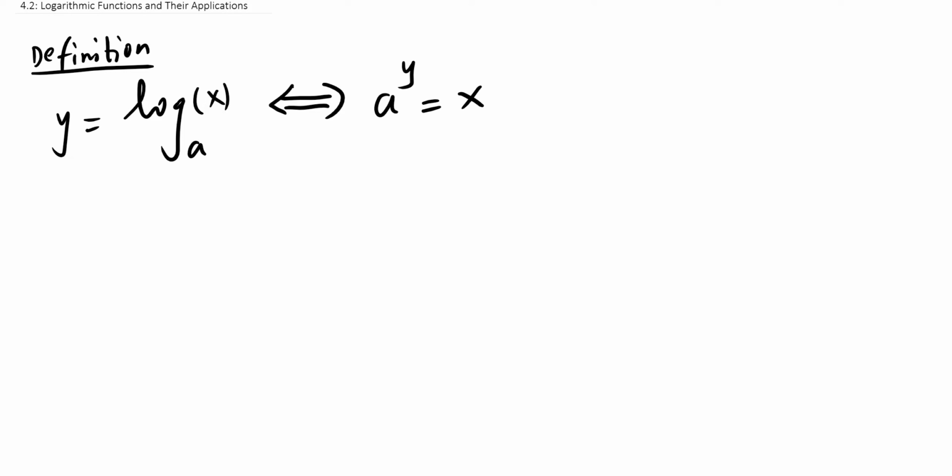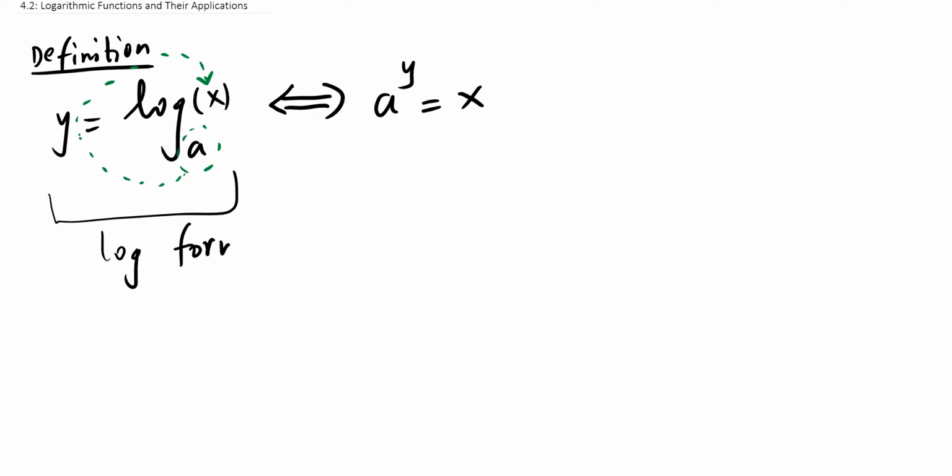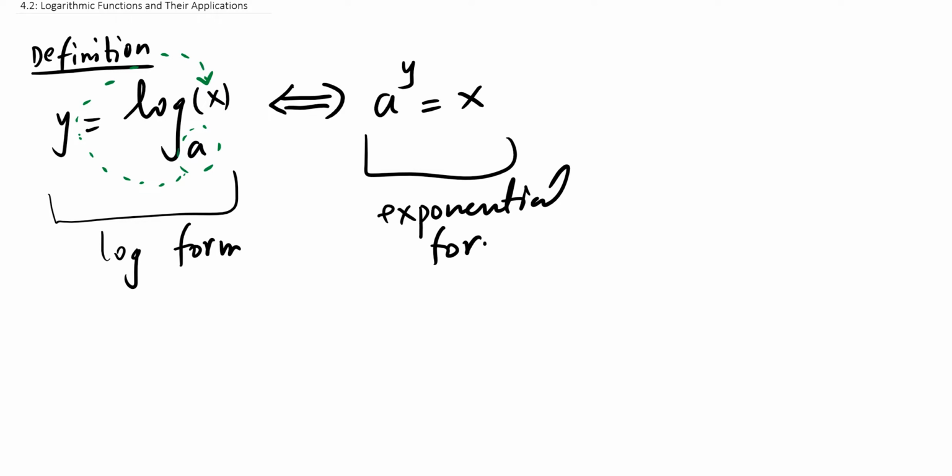So watch how I go with this. This a, the base, to the y equals x. A to the y equals x. So this part on the left side is the logarithmic form. I call it log form. This is the exponential form. Here a is bigger than 0 and it can't be 1. Just keep that in mind. It's important. So how do we apply this definition?